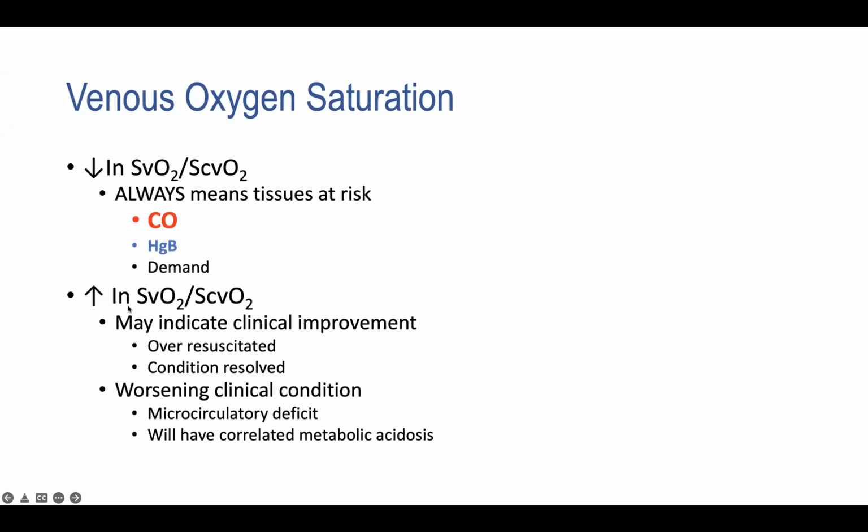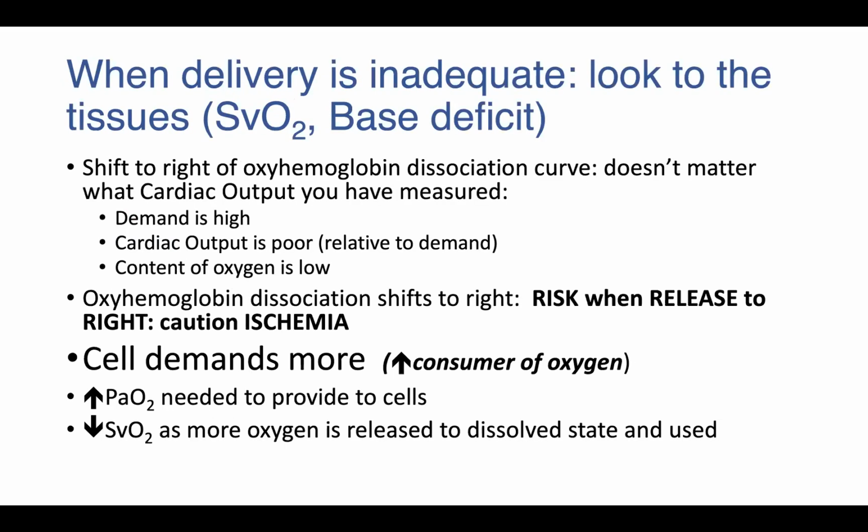If my SvO2 is normal or elevated, it may mean my patient's doing great. Maybe I over-resuscitated him. Maybe his condition resolved, and how happy are we with that? But we can't know this without also correlating metabolic acid levels. So an increase in SvO2 can also mean I've got a worsening clinical condition. I have a microcirculatory deficit. I've got to correlate that to metabolic acidosis.